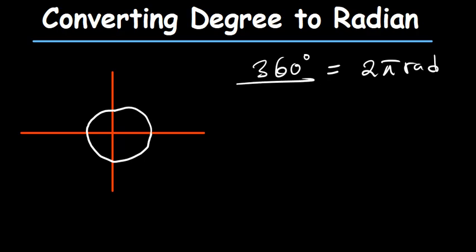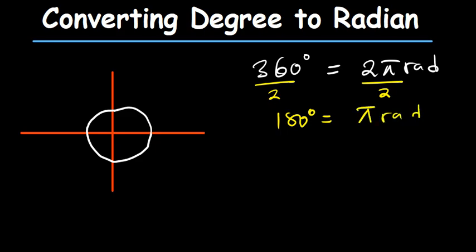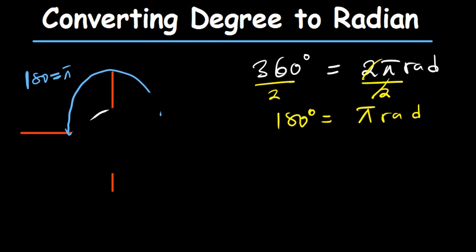But at the same time, I want you to understand that I can divide both sides by 2. So 360 divided by 2 is 180 degrees, which is equal to pi rad, because the 2 and 2 cancel. That would mean from this point all the way to this point, it is 180, which is actually pi. So what happens now is very simple and straightforward.